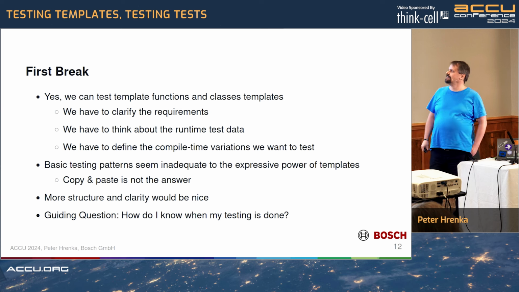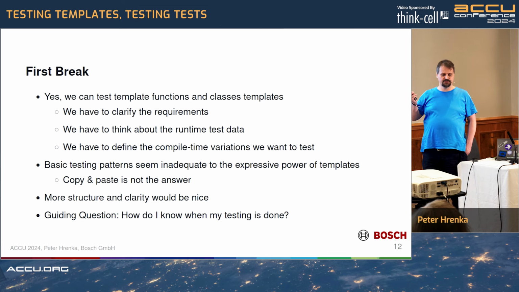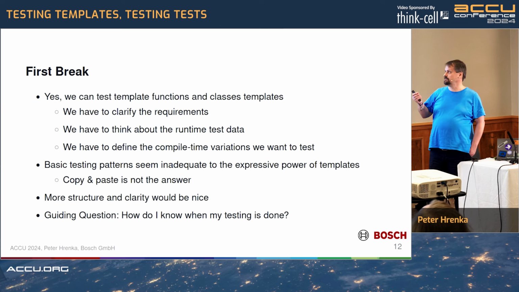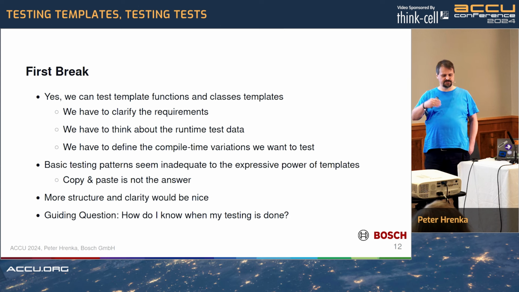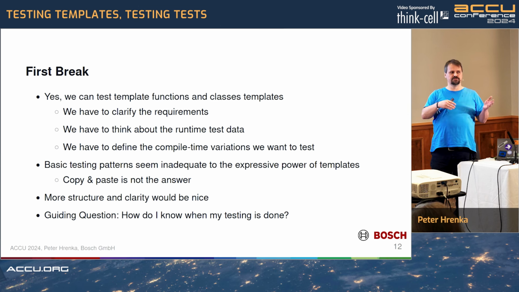Okay, what have we seen now? It's possible to test templated functions and class templates, but it's really clear we have to know what we're testing against, what we want to test. So we have to have some requirements there. We do have to think about the runtime data. So we have some data that we want to test against. We have to know where this is coming from and which one is the data. And also we have to somehow define which variations in the compile time we have. And by that, I mean mostly the different types that I put into these templates.